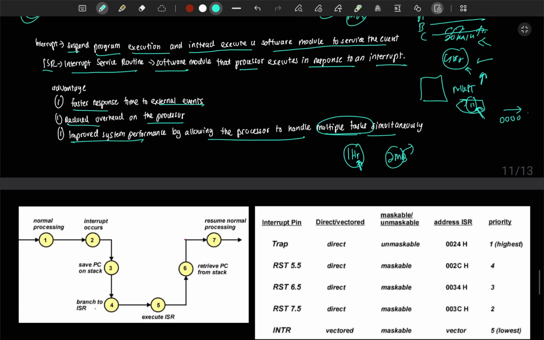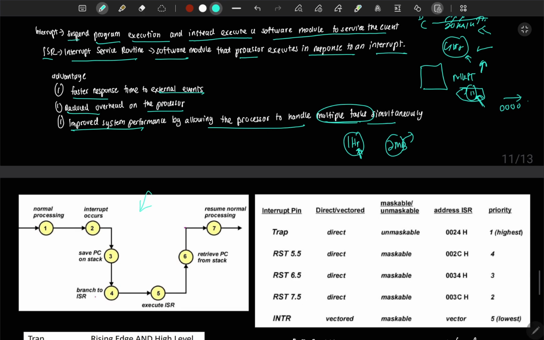Now for the interrupt, we have a specific diagram where normal processing is happening, then the interrupt occurs. So maybe we are at line 2000, 2002, 2003, and suddenly an interrupt occurs. This 2003 is saved in the stack. We branch to the ISR, which may be located at 8000, then we execute the ISR, retrieve the PC from the stack, which is 2003, and continue the process. Now it's going to be 2004, 2005, and so on.